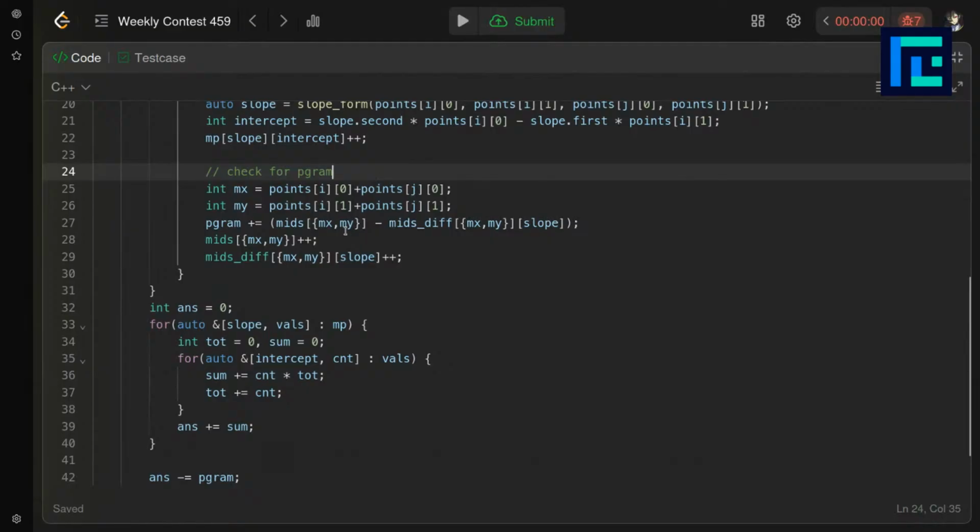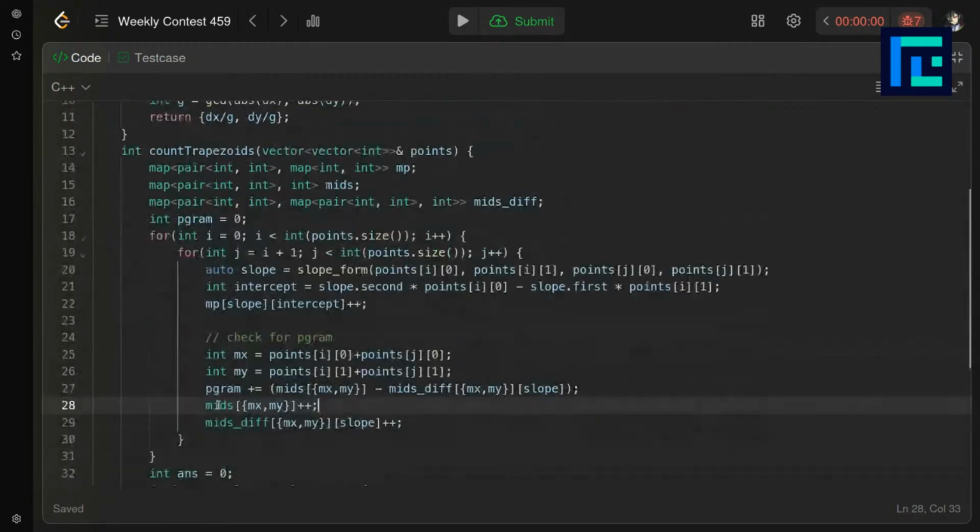Now for the parallelogram, this is the midpoint of x, mx, and midpoint of y, my. I'm not dividing by 2 because it's not needed. The count of parallelograms is increased by the number of points which have the same midpoint minus the number of points which have the same midpoint and same slope. Because if they have the same midpoint and slope, they will not form a parallelogram. That will be just a line. So I'm finding the number of points with the same midpoint but different slope, and adding that to the count of parallelograms. Then I'm increasing my count of midpoints with the current values, and the number of midpoints with slope. These two maps I'm updating.